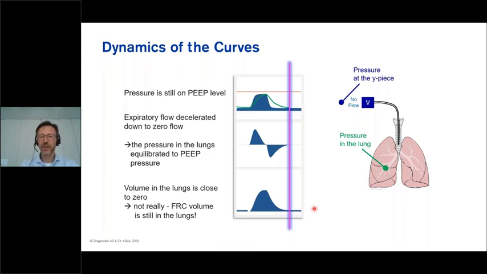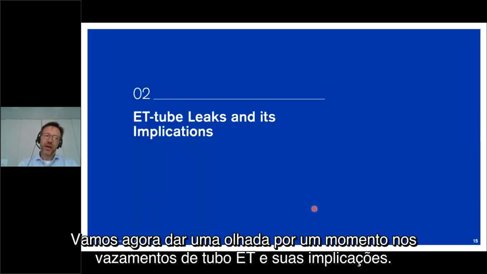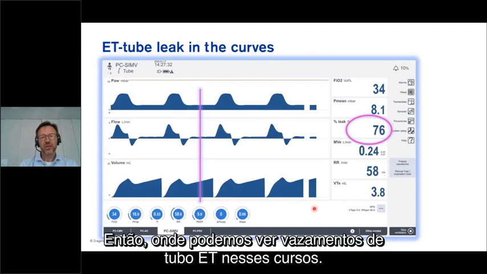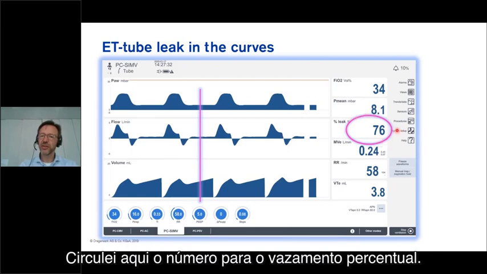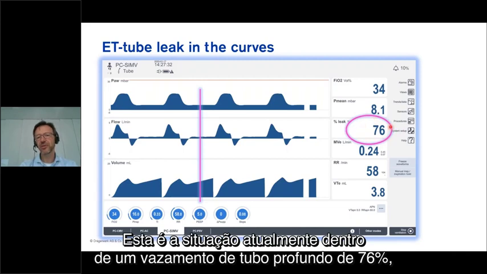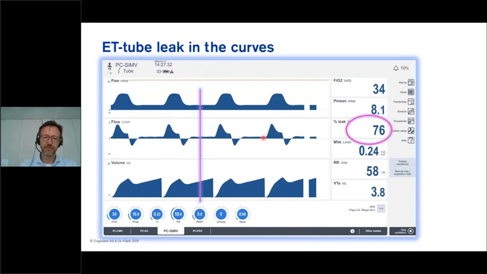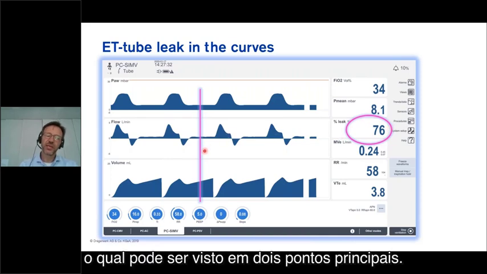Okay, let us now look for a moment at ET tube leaks and their implications. Where can we see ET tube leaks in the curves? In this example screenshot, I circled the number for the percent leakage. This is currently a situation with an ET tube leak of 76%. Where can it be seen?